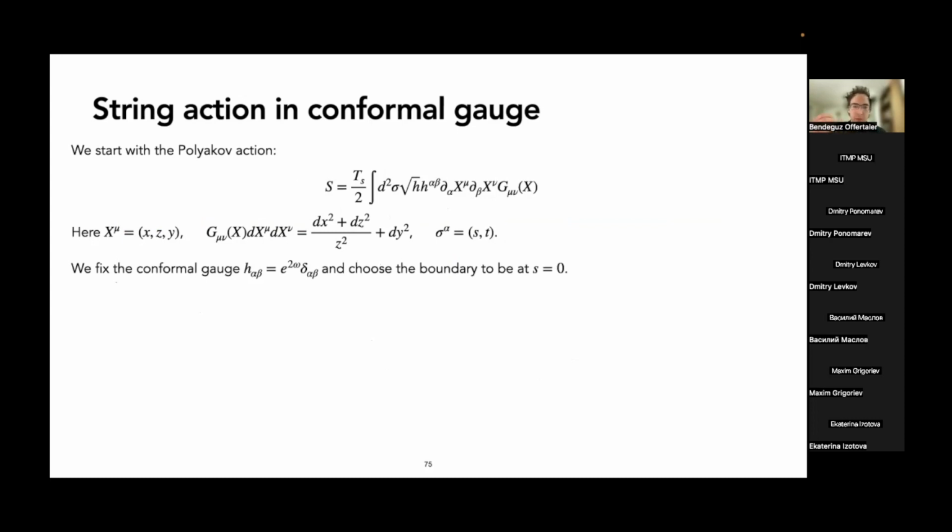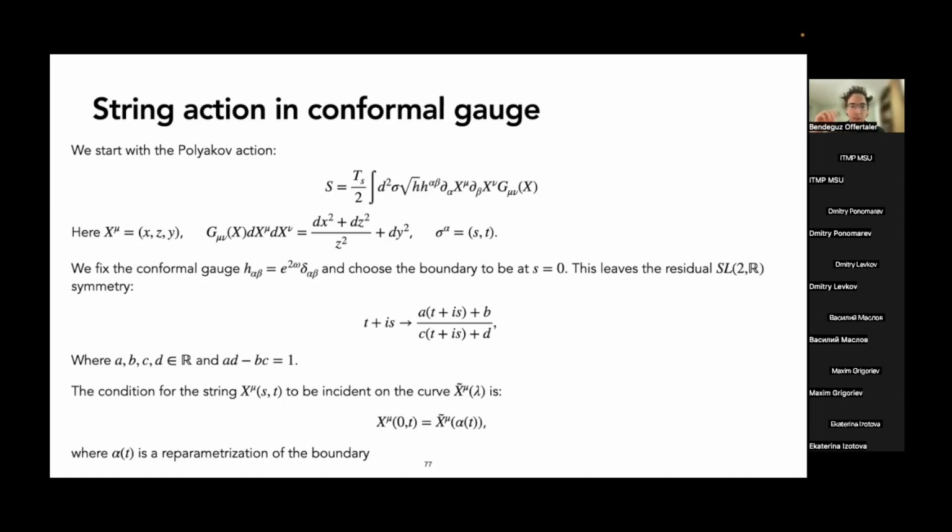So in the conformal gauge, the first step is to pick world sheet coordinates where the metric is conformally flat. This allows us to still act with holomorphic transformations on the world sheet coordinates, and we use that freedom to set the boundary to be at s equals 0. This leaves us only with a residual SL2R symmetry on the world sheet coordinates.